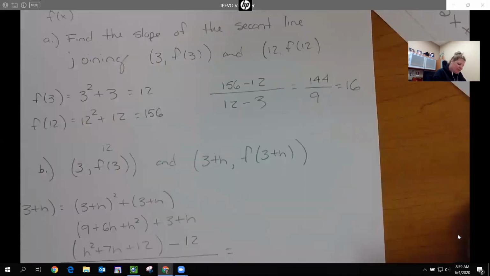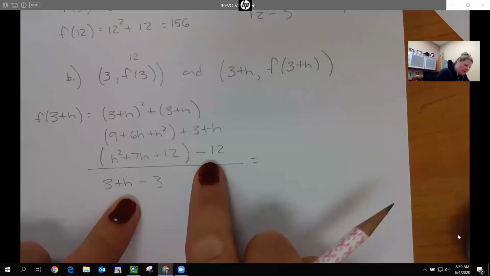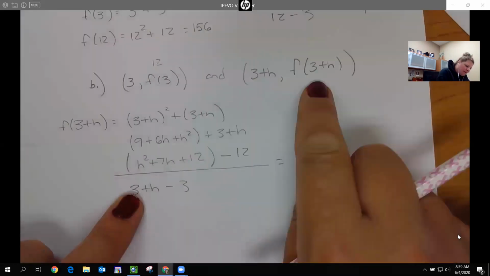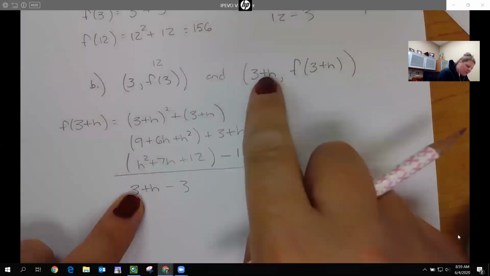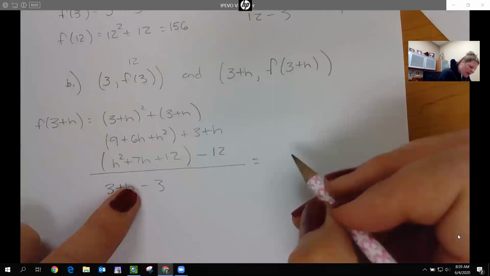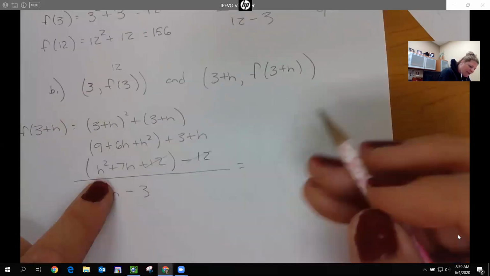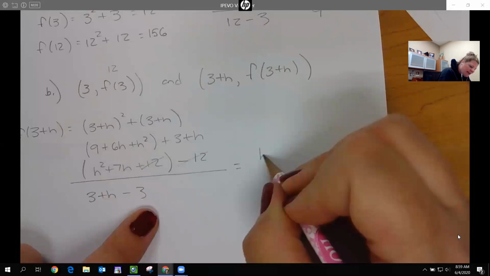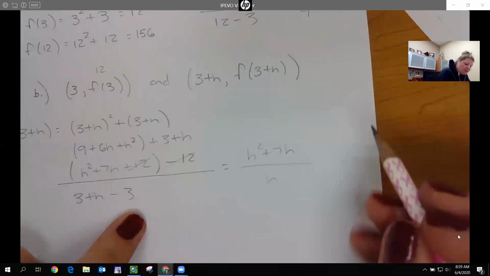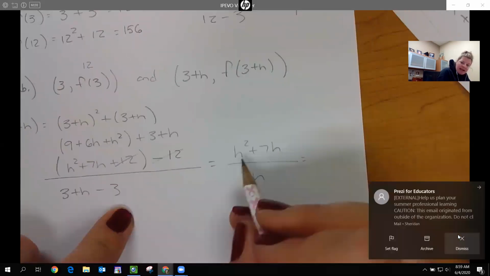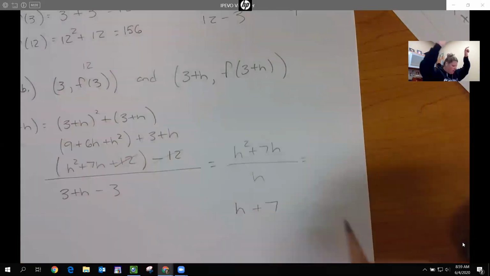Okay, let's see what we get here. So this here is here minus the 12, that one, and then that one minus that one. So y minus y over x minus x. So this is going to have these two cancel. So on the top, I have h squared plus 7h. And then on the bottom, I have h. So when I reduce that, I go down in h, and I would have h plus 7.